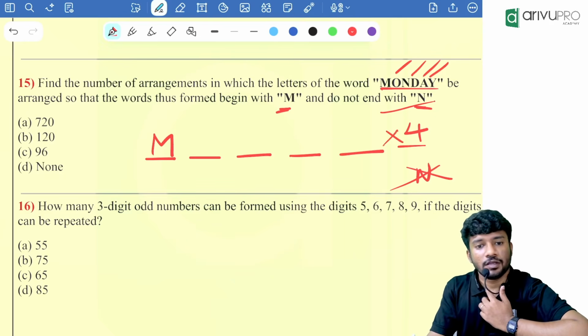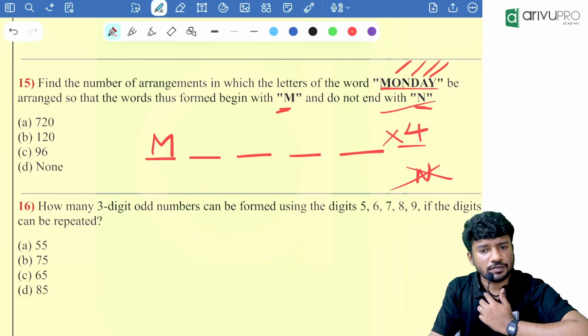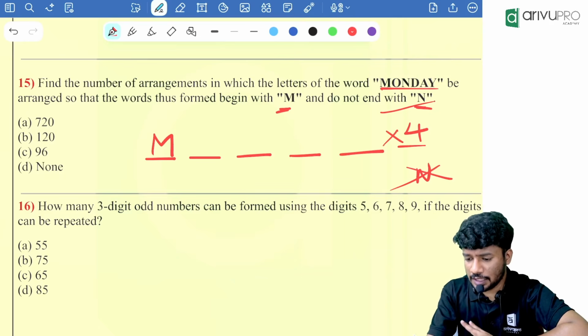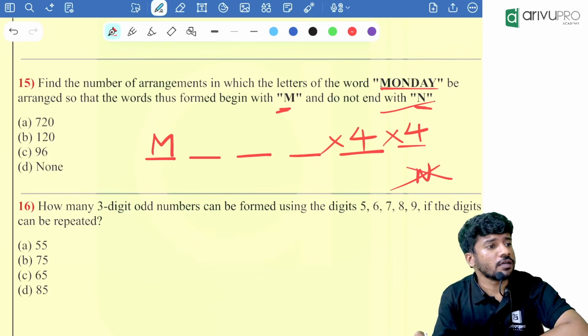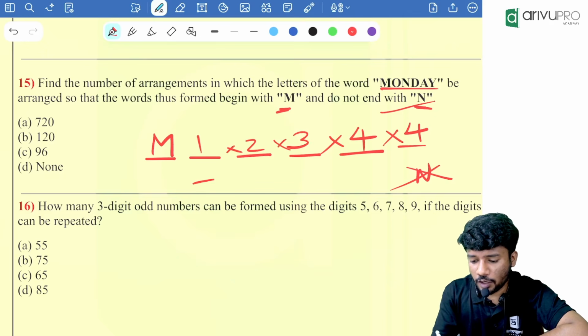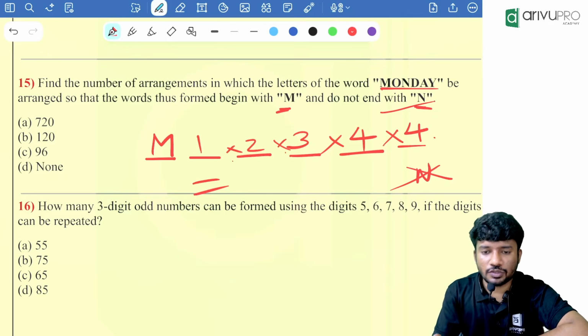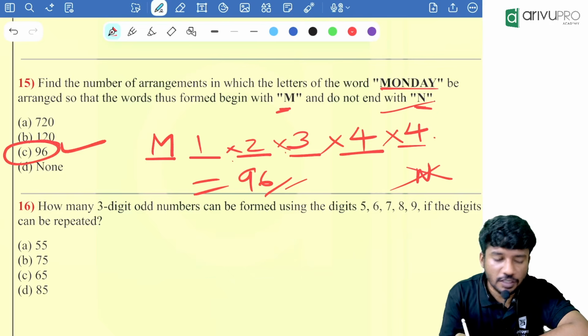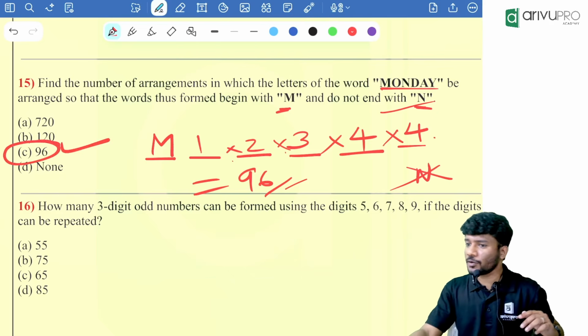Into people, one of the persons sat there. That means how many are remaining? O is there, then N, then D, A. That means 4 are remaining. Then 3, 2, 1. How much is the answer, people? 4 into 4 into 3 into 2 is how much? 96. I hope everyone understood this question. Yes, Lipika, you understood, right?